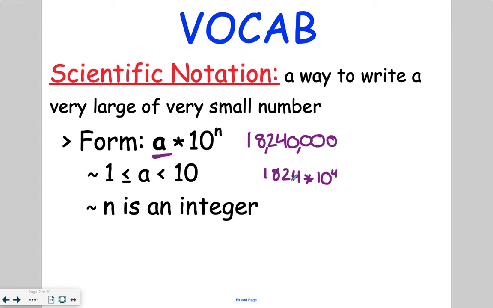If I move the decimal here, 182.4 is also not between 1 and 10. 18.24 is not between 1 and 10. The decimal for this one should have been 1.824 times 10, and then we need to go 1, 2, 3, 4, 5, 6, 7 spaces to get back to that original standard form. So again, I need to emphasize to you that our a value must be between 1 and 10.